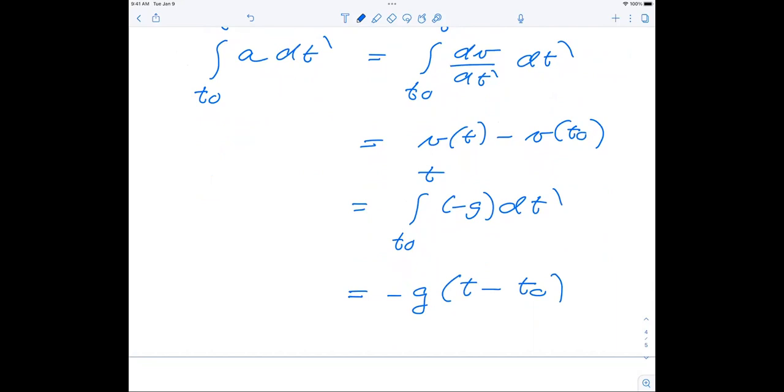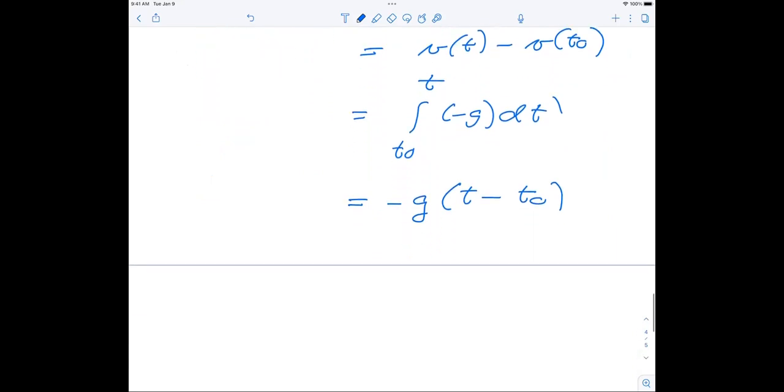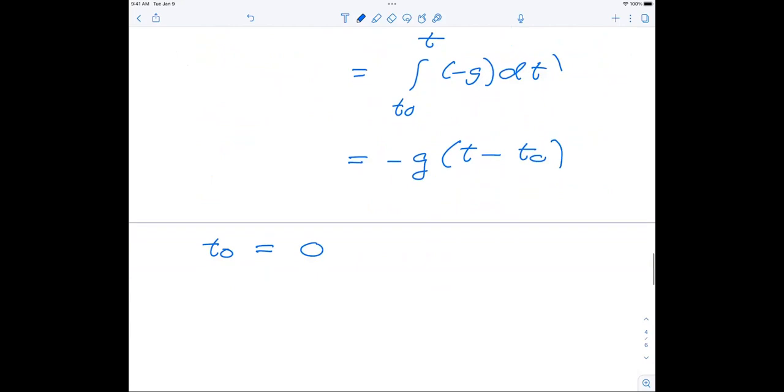And then depending on initial conditions, it's pretty common to put t0 equal to 0. So in that case, we get v of t is equal to v0 minus g times t. So this is the standard approach, which you probably have seen many, many times. Is this integration step okay? Is everybody familiar with the mathematics here?